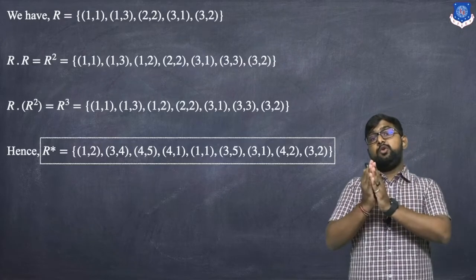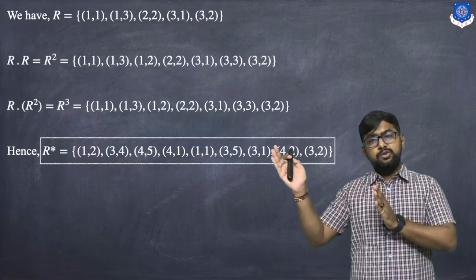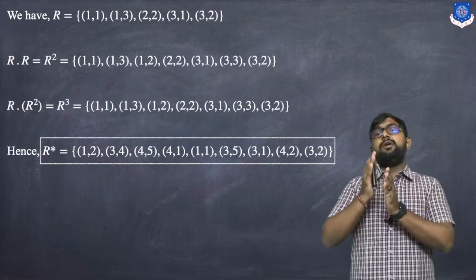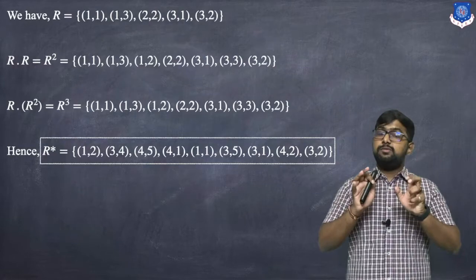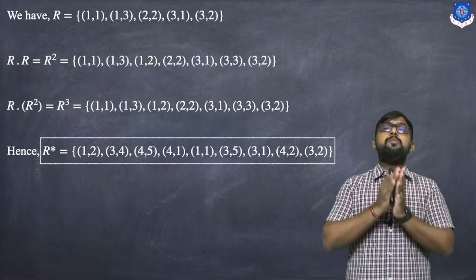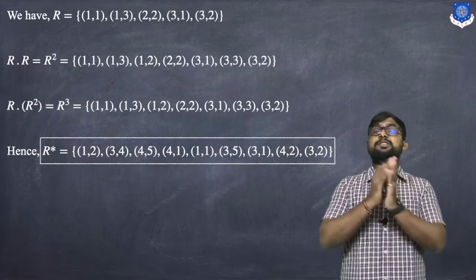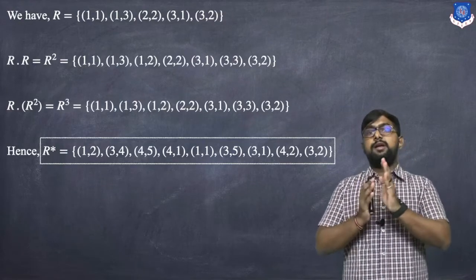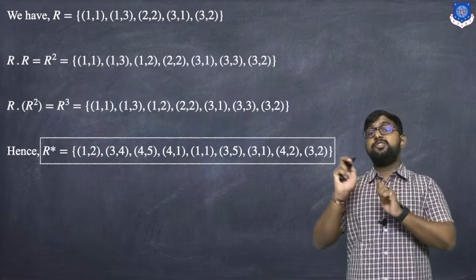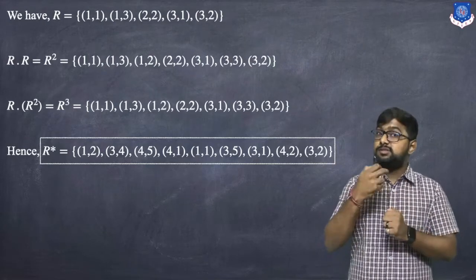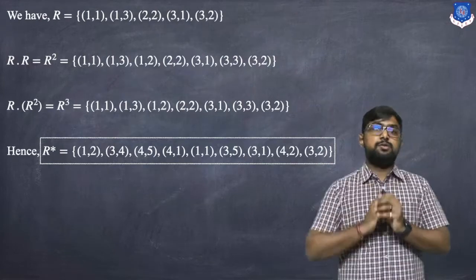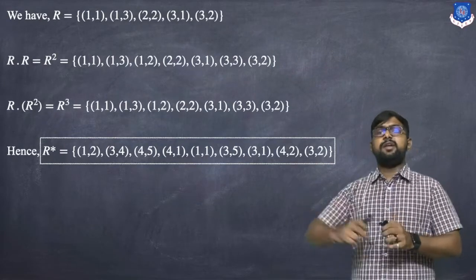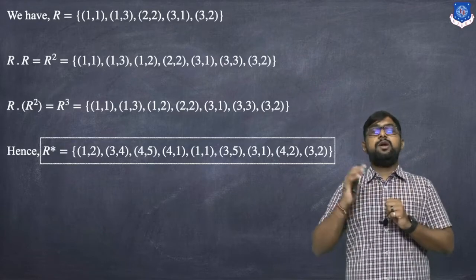See, 1 is related to 2. Then is 2 related to any point? No. So that's it. Now 3 is related to 4, then 4 is related to 5. So what is a transitive relation? If A is related to B and B is related to C, then A has to be related to C. So here 3 is related to 4 and 4 is related to 5. Then the (3,5) pair must be there in R star because it is the smallest transitive relation. So 3 4, 4 5, so 3 5. Is the (3,5) pair there? Yes, it is there. Now 1 is related to 2 and 4 is related to 2.